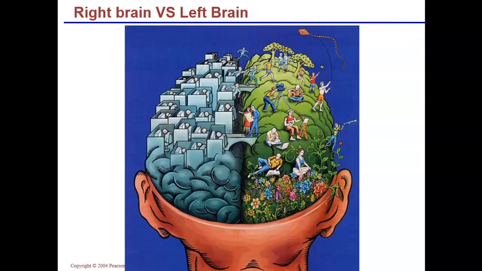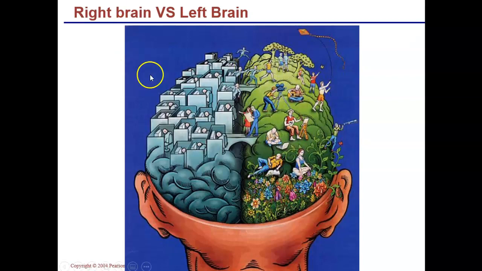Now, briefly speaking, the left and the right side of the brain are going to be different. So we talked about people being left brain or right brain. And that doesn't mean you're using one side of your brain. It just means that one side is more dominant than the other. For some people, the left side is more dominant. For some people, the right side is more dominant.